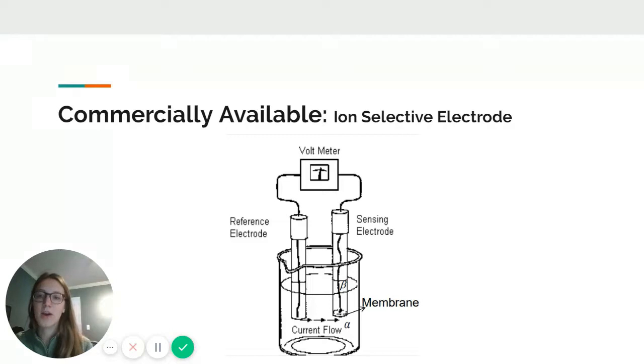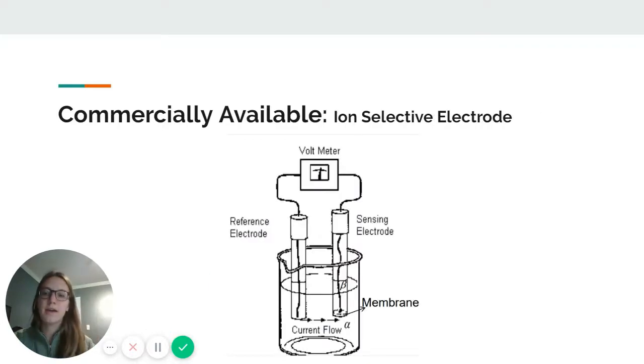There are two major commercially available methods for detecting fluoride in water, and these are the ion selective electrode method and nuclear magnetic resonance spectroscopic analysis, or NMR.